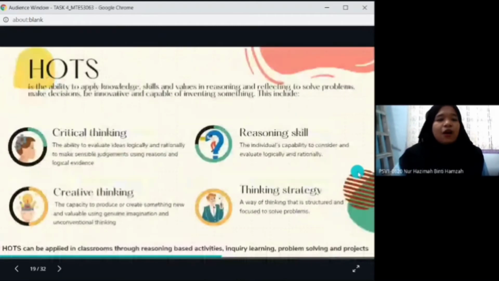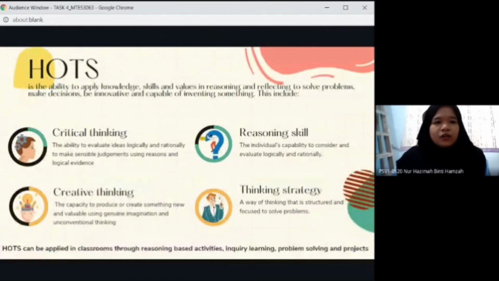So, HOTS or higher order thinking skills is the ability to apply knowledge, skills, and values in reasoning and reflecting to solve problems and make decisions, be innovative, and capable of inventing something. This includes four things. Number one, critical thinking, which is the ability to evaluate ideas logically and rationally to make sensible judgment using reasons and logical evidence.